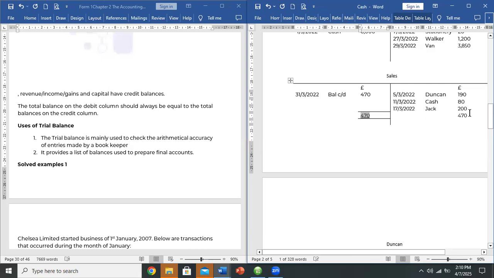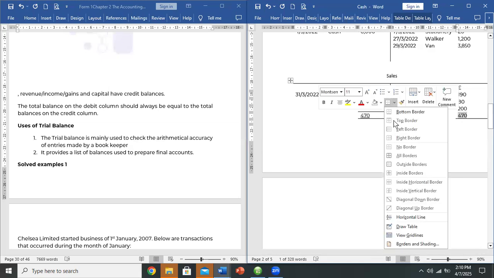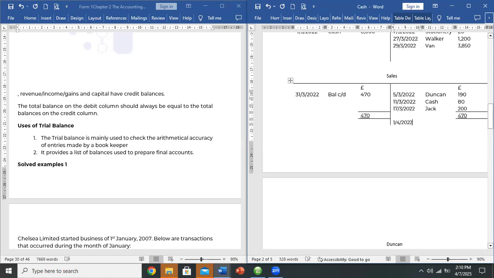Okay, then you do same with this one. Then you bring your carry down, that will come here. 1st April 2022, balance brought down 470. So Prof. Josephine, that's how you go about it. Yes, Austin Akoli.